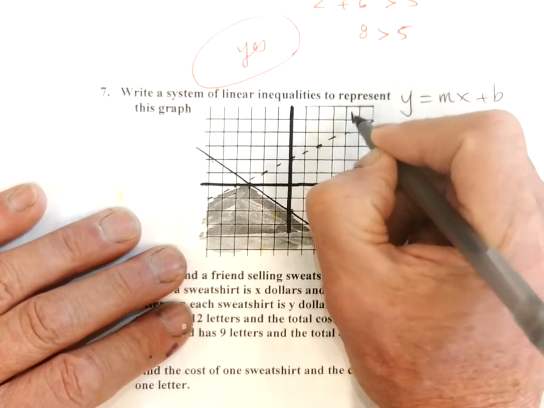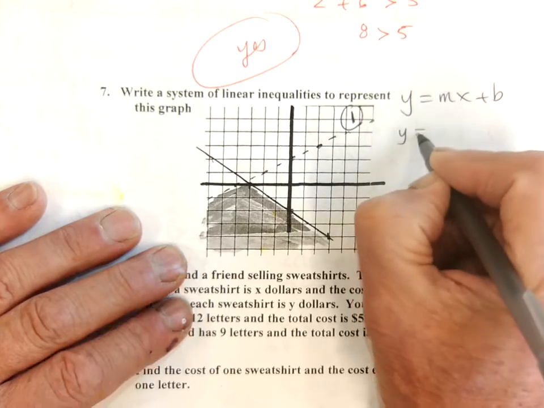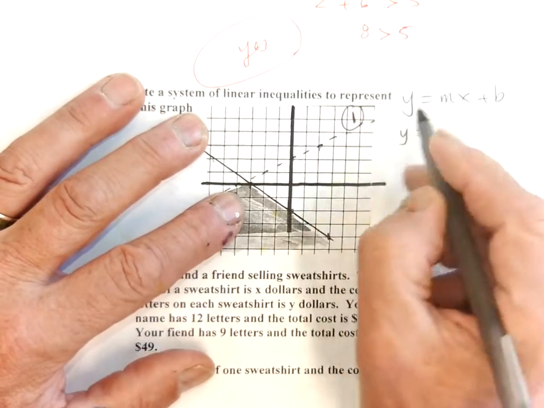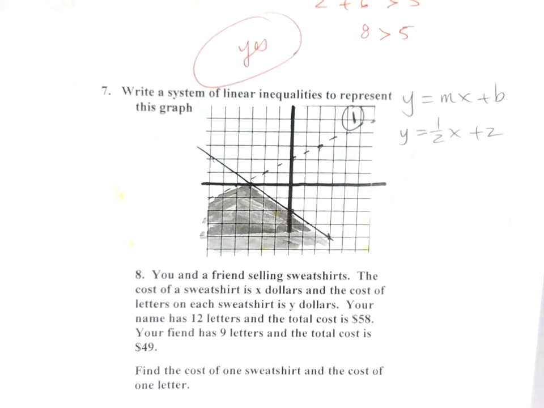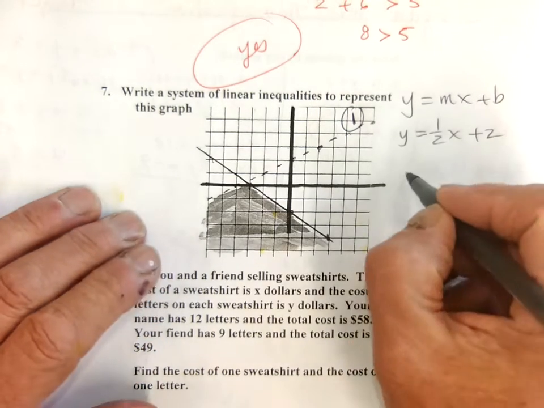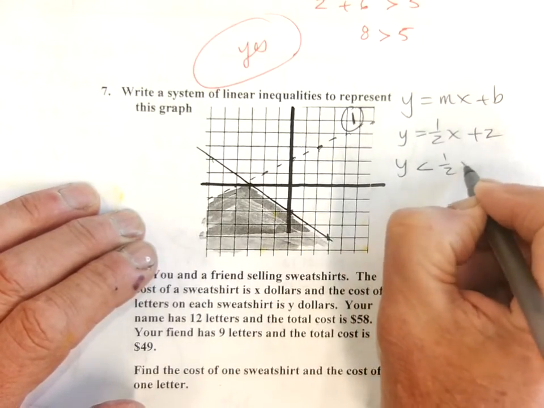Okay, equation 1. Y equals, let's see, it goes up 1 over 2, up 1 over 2, x plus 2. I'll show it. Okay, here it is. So we start at 2, right? Up 1 over 2. That makes sense? Except we shade it, and it's dashed, right? So we're going to change this to less than. Not less than or equal to, but just less than, okay? So let's go, y is less than 1/2 x plus 2, okay?